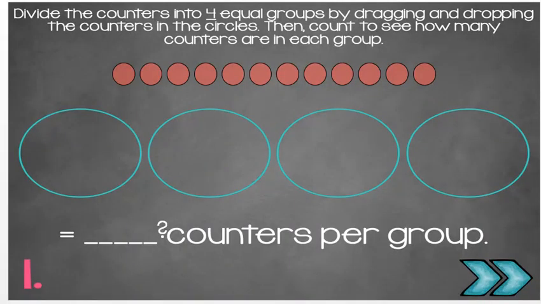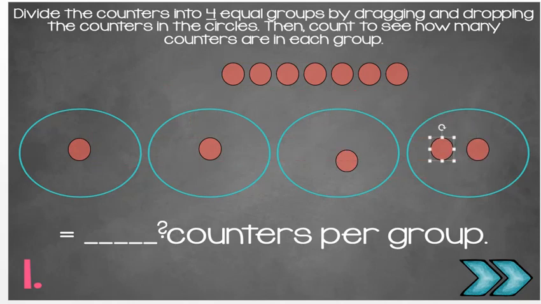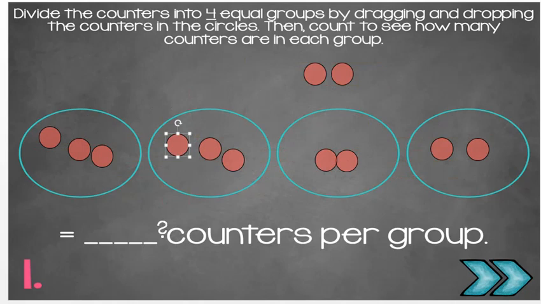So we are going to divide the counters into 4 groups. Okay, so let's start. So we have 1, 2, 3, 4. And then we have 1, 2, 3, 4, and then 1, 2, 3, 4. So we now have 3 counters in each group. Okay, so that means altogether, when we started, we had 1, 2, 3, 4, 5, 6, 7, 8, 9, 10, 11, 12.